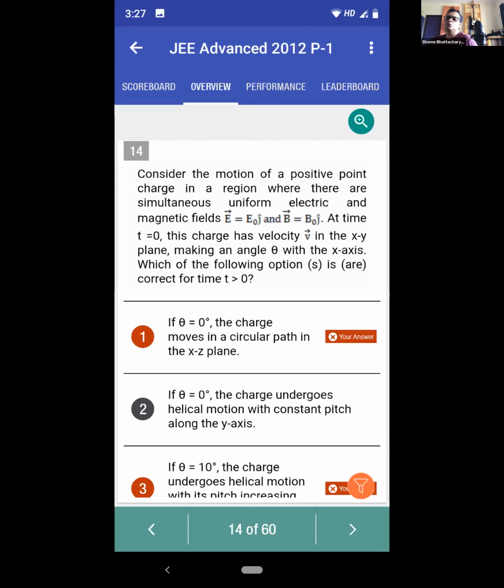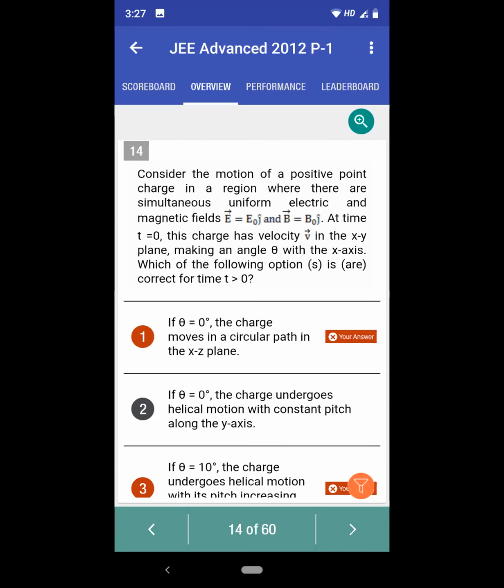It's not like the helical path you have in a uniform magnetic field, because there, along the axis there is no acceleration. Along the axis, the parallel component of velocity is constant. But here the parallel component of velocity, which is along the y-axis, will keep increasing with time. It looks like a helix, but its shape is constantly changing.